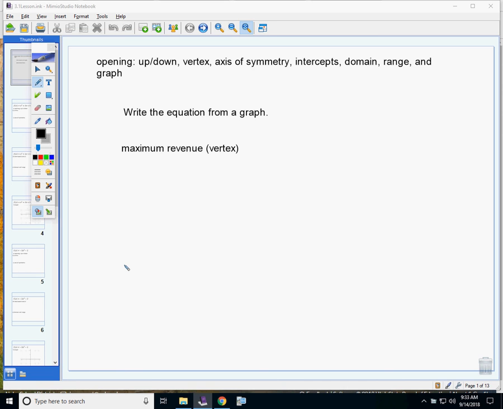Alright, today starting with lesson 3.1, we're going to be going over the following things. For quadratic functions, we have the opening, whether it's up or down. We'll find the vertex, we'll find the axis of symmetry, we'll list any intercepts x and y, we'll write the domain and range for the function, and then we'll be graphing the function. Now, we're also going to look at some graphs, we'll write the equations for the graph, and then we'll look at finding maximum revenue, which is basically the vertex for your function.